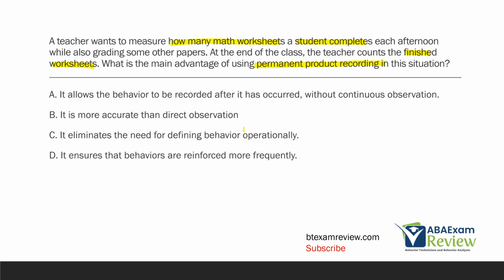And then D, it ensures that behaviors are reinforced more frequently. We're not talking about a consequence procedure, we're talking about the measurement procedure here. So in this case, it allows the behavior to be recorded after it has occurred without continuous observation. Notice that A was a very good answer, and we still read every answer choice. You want to know why the wrong answers are wrong just as much as why the correct answer is correct.